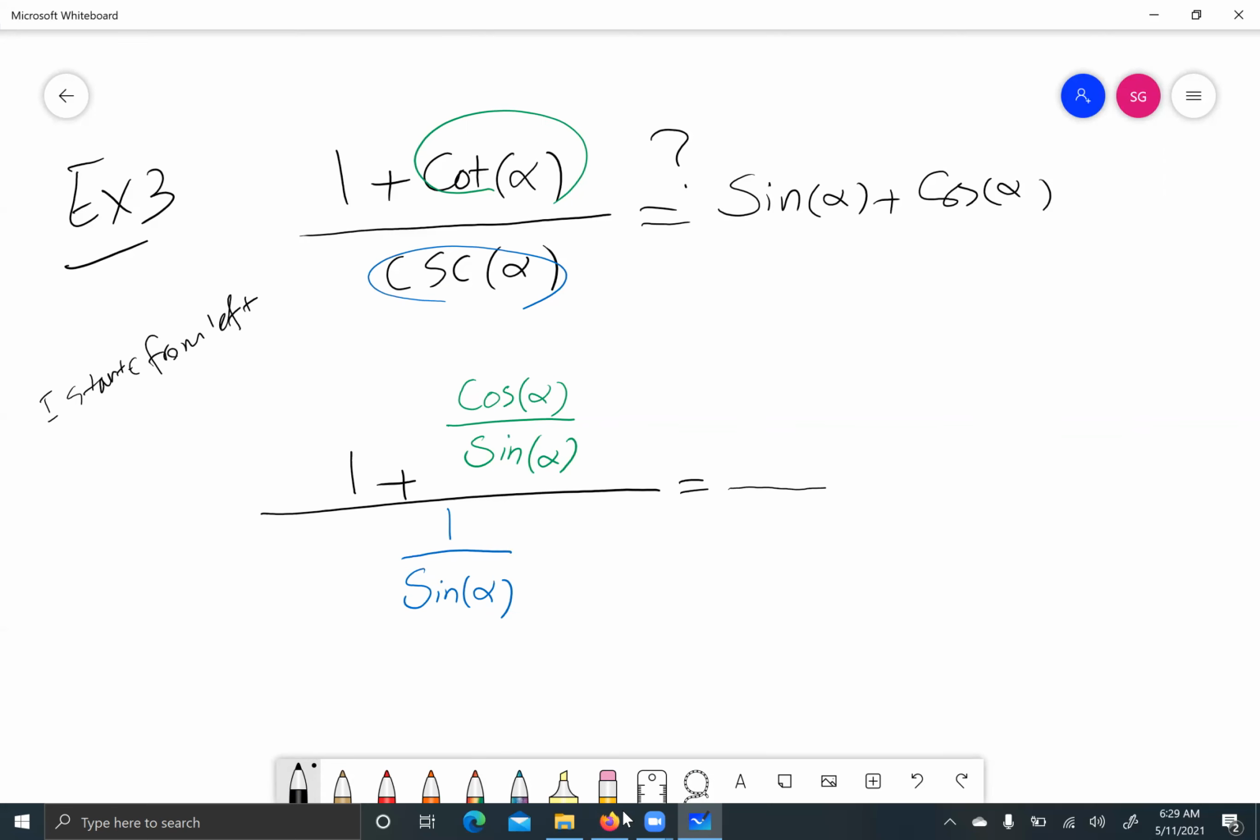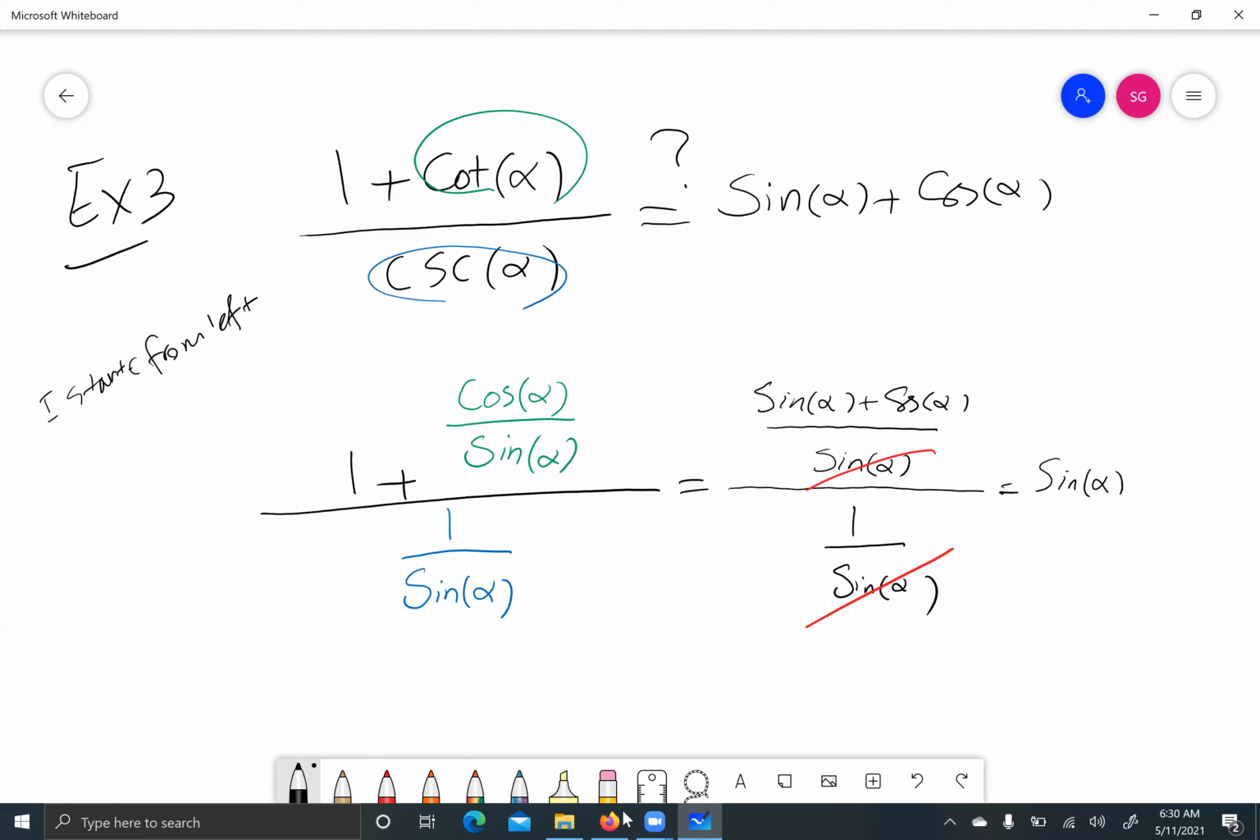On the top, we can take a common denominator. So it's going to be sine of alpha plus cosine of alpha, and this is the denominator. Now we can cross this out, so we end up with sine plus cosine.